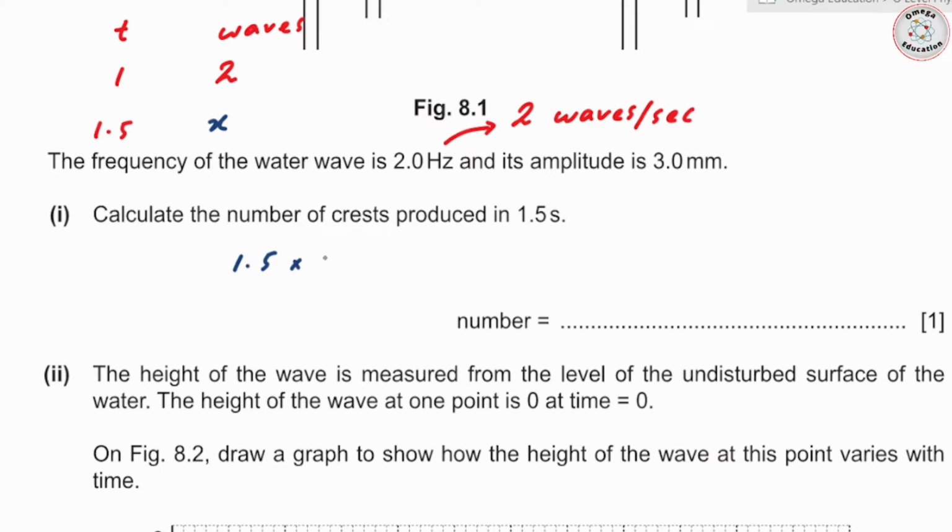So 1.5 times 2, that would be your value of x, which in this case represents the number of crests, and that would be 3. So 3 crests would be produced in 1.5 seconds. Don't write any unit with 3, because it just represents a number. So it has to be without any unit.